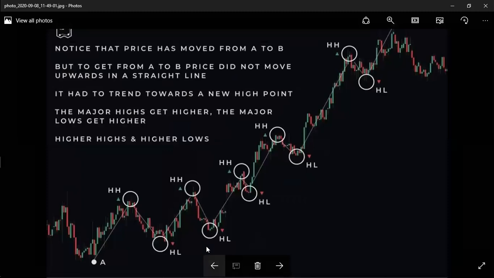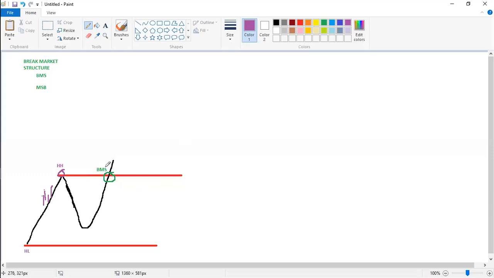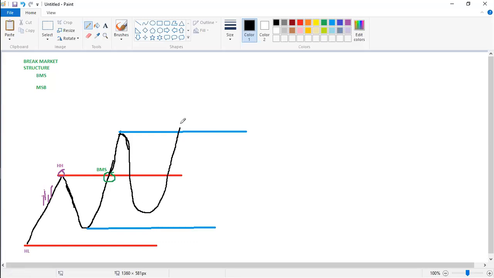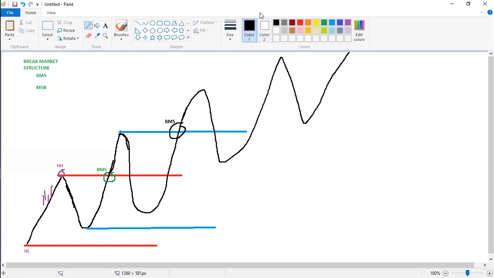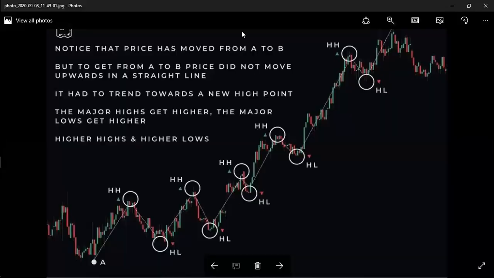So now if we look back, we also have this chart here. When you see your BMS, price goes up and makes a new higher high. Once they make a new higher high, take your trend line. Now this is your higher low, and this is the new higher high. You wait for price to come back down to make a higher low. Then again, BMS. And price continues like that: higher high, higher low, higher high, higher low. That's the uptrend.